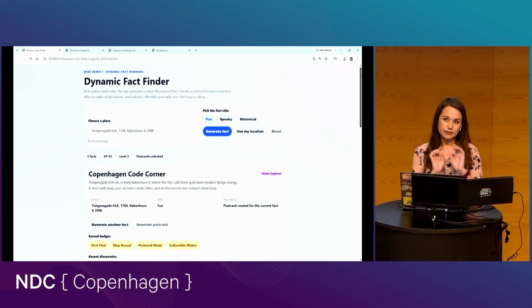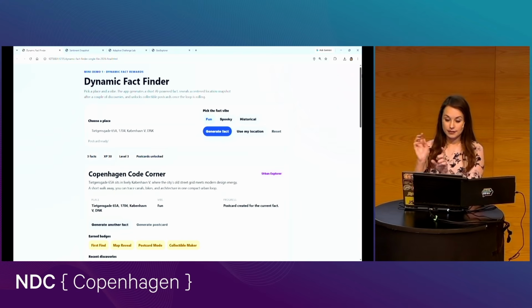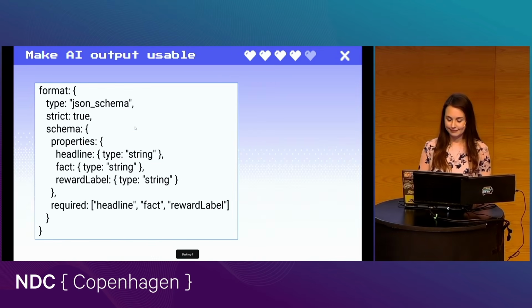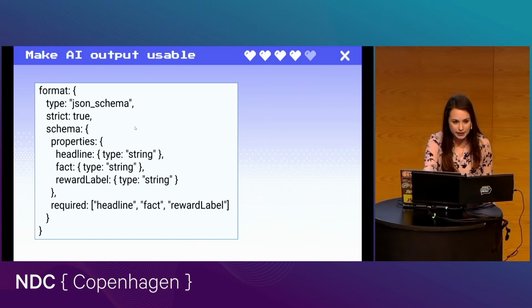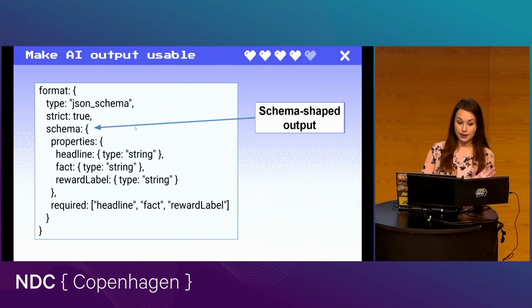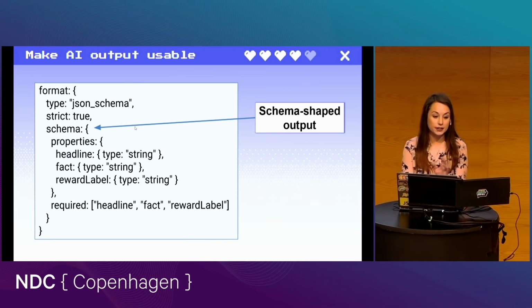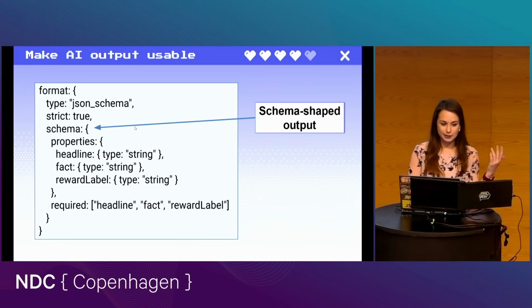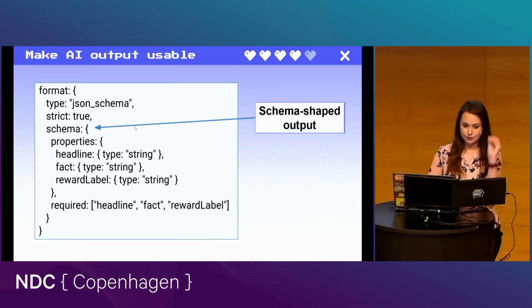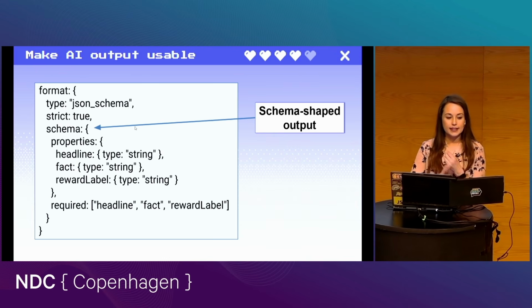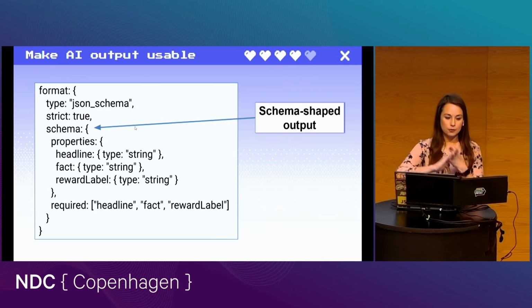Let's get into a little bit of the code and then what powered this entire application. Okay, so a bit of the code. First is the schema-shaped output, like I was pointing out, right? We're not asking the model to just say something interesting and then hoping it comes back usable. It's very specifically structured to handle in our app, right? So we've got the headline, the main fact, and the reward label.